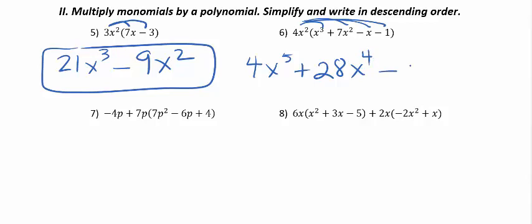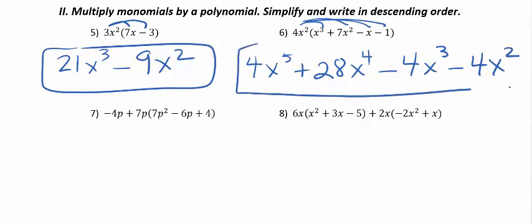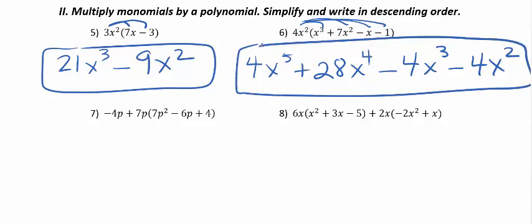Minus, then 4x squared times x is going to be 4x cubed. We'll add the powers 2 and 1. Minus, and then 4x squared times 1 is 4x squared. This is already written in descending order, and we don't have any like terms to add together. So our final answer is right there.